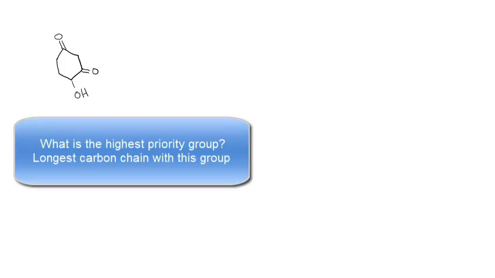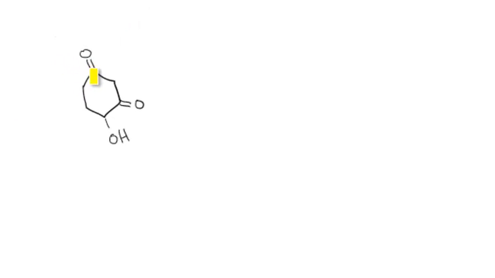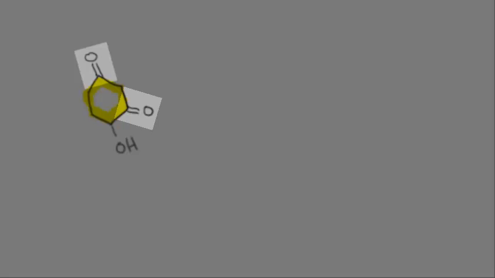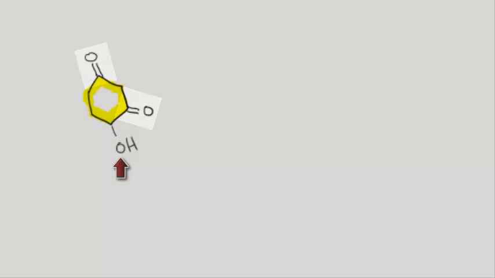Identify the parent chain and make sure to include the highest priority group in that parent chain. This is actually just a cyclohexane ring, so that's our parent chain of carbons, the longest continuous, and those have included our highest priority group, which among these functional groups hanging off the ring, we have 2 carbonyl ketones and 1 hydroxy OH. The carbonyl ketones have a higher priority than that of the hydroxy OH.